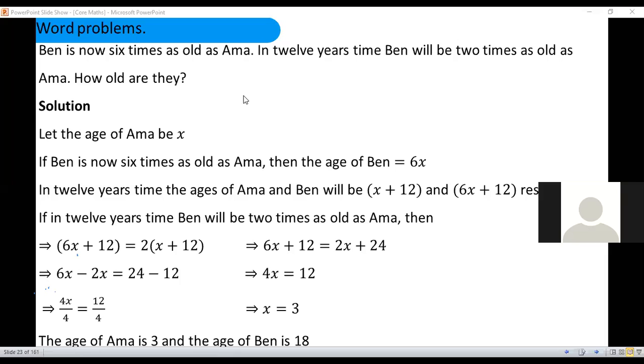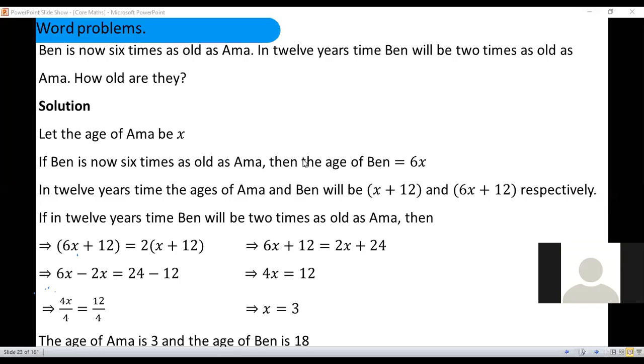So in 12 years' time, that is 12 years to come from now. Assuming you are 10 years now, 12 years to come, you'll be 22 years. If you are 15 years, 12 years to come, you are going to be 27 years. If you are 20 years, 12 years to come, you are going to be 32 years. That is the number of years to come. So let's find their ages in 12 years' time.